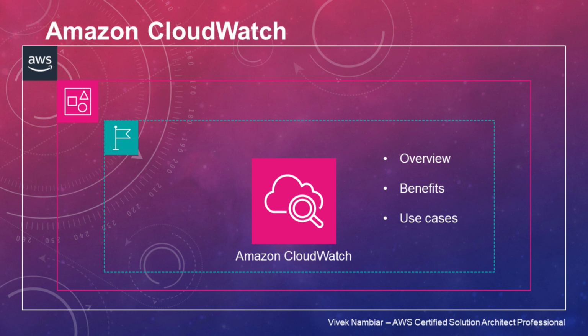CloudWatch provides a variety of features to help you monitor your AWS resources, including metrics. CloudWatch collects metrics from your AWS resources, such as CPU usage, memory usage, and disk I/O. You can use these metrics to track the health and performance of your applications. Logs. CloudWatch collects logs from your AWS resources, such as application logs, web server logs, and system logs. You can use these logs to troubleshoot problems and identify errors.